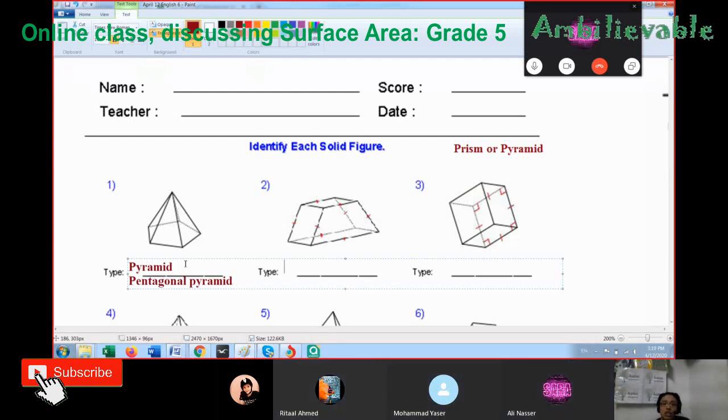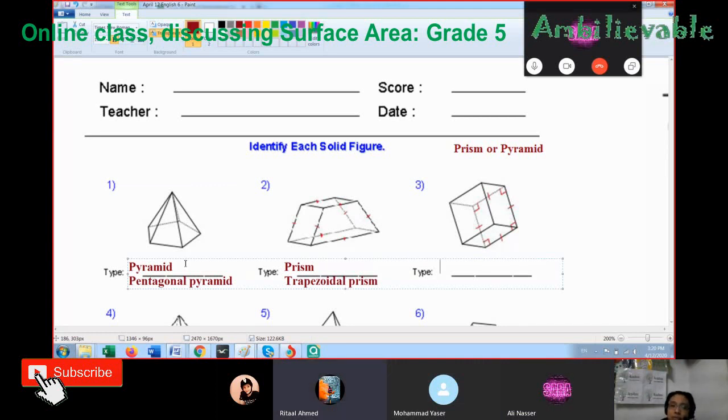What about this one, Muhammad Yasser? What kind of solid figure is number two? Is it a prism or is it a pyramid? Prism. Very good. And what is the name of number two? Trapezoid. Trapezoidal prism. Okay. Trapezoidal prism.